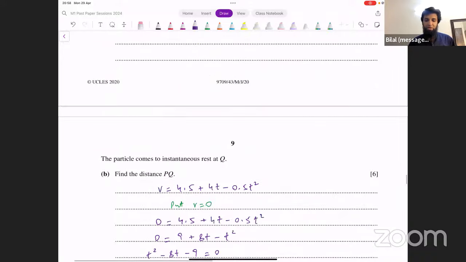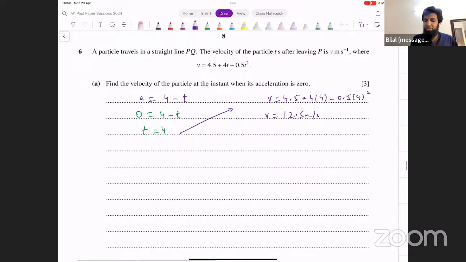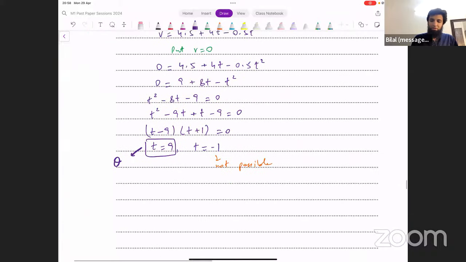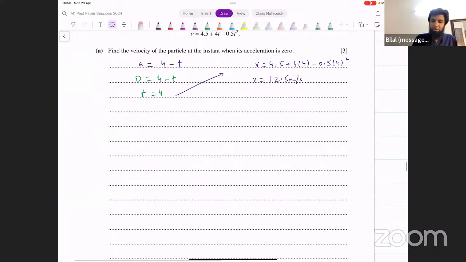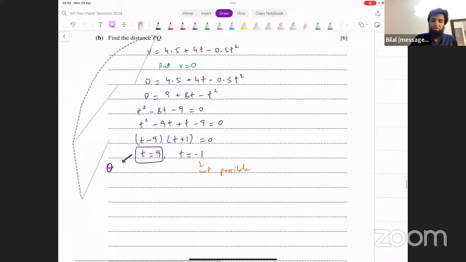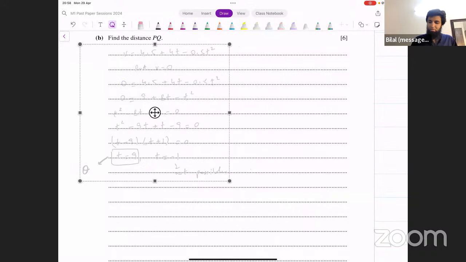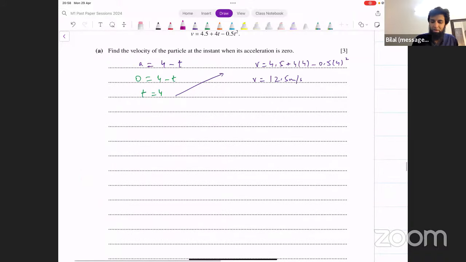We need to find the distance PQ. What's P? P is where the particle starts. So that's at time 0. So now we can just use limits with integration because we've got velocity function. How do you go to displacement function from velocity? You integrate it. And now since you want to find displacement from one point to another, you can just integrate and input the limits. Let's see what we get when we do that.